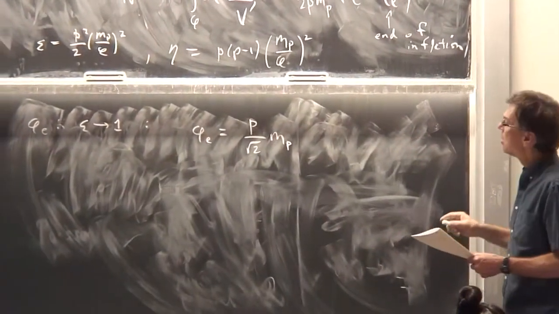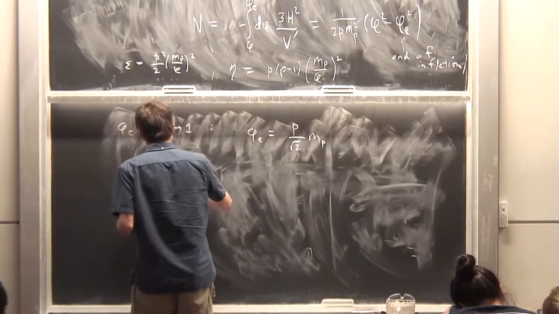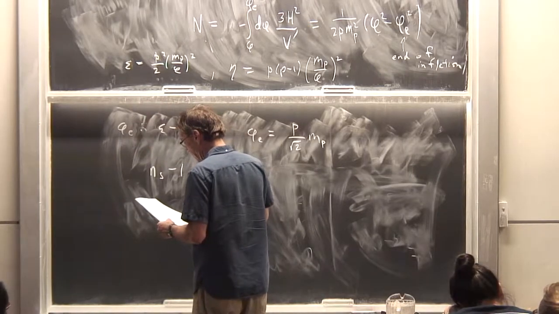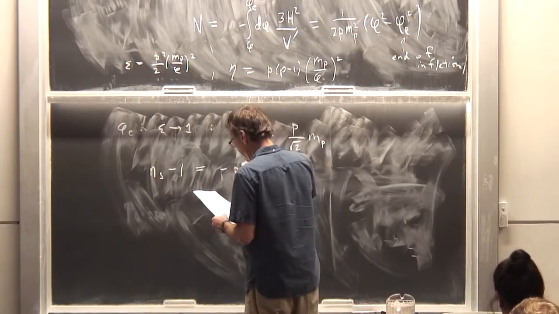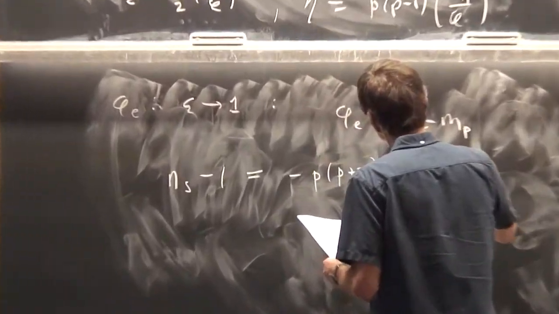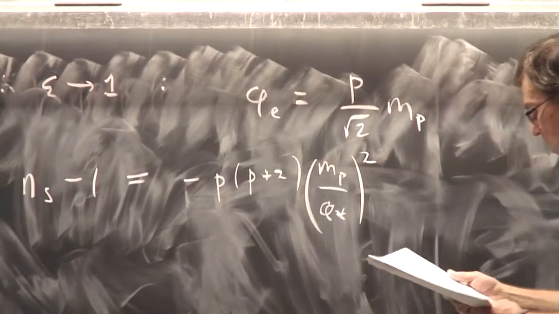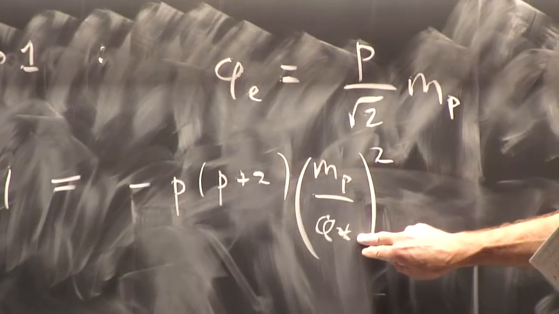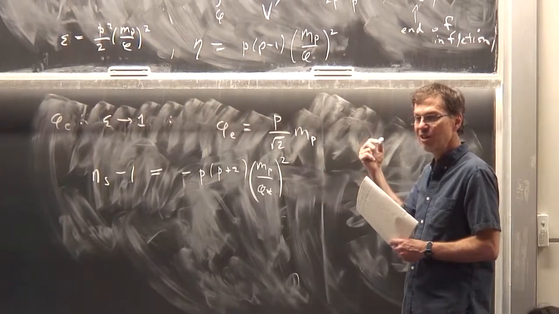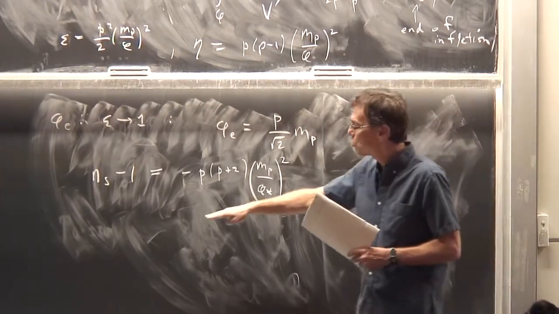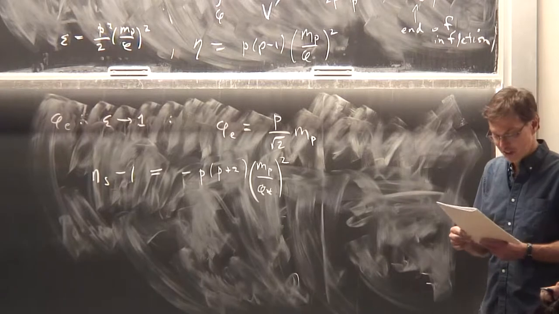And then we can plug into our formula for the spectral index, which was some combination of epsilon and eta, and find that ns minus 1 is minus p plus 2 m Planck over phi star squared. And so phi star, again, that's the value of phi when the reference scale, k star, whatever one wanted to use to measure, crossed the horizon. So we need to figure out what's that correspondence.